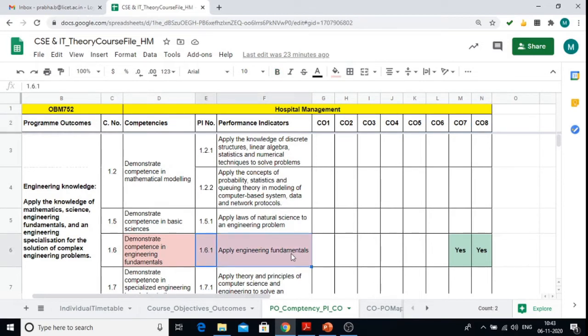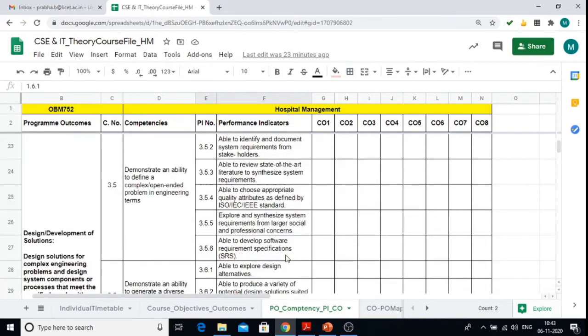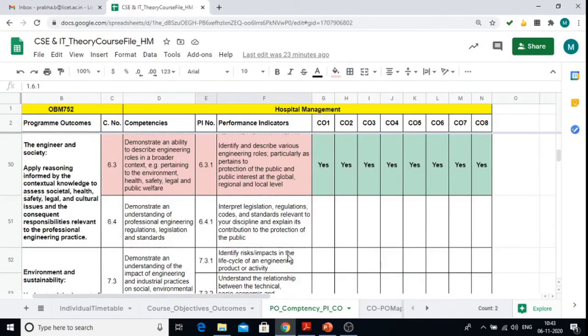Like this, we have to identify the remaining COs which are mapping with the corresponding performance indicator. Like this, I have completed for all 12 POs and I have identified the list of COs which are mapping with the corresponding performance indicators and the competencies. So this is step number 1: we have to map CO with PI. After completing step number 1, we have to move to step number 2.